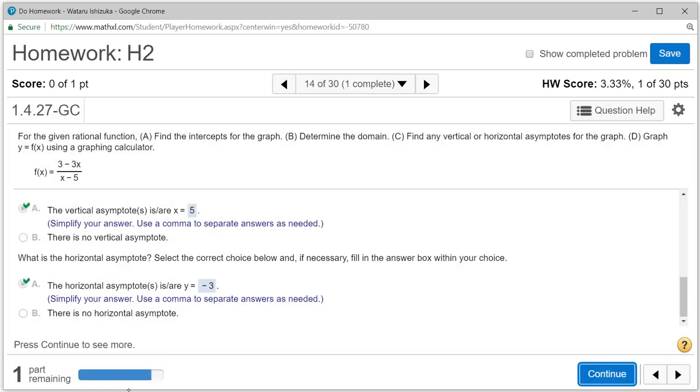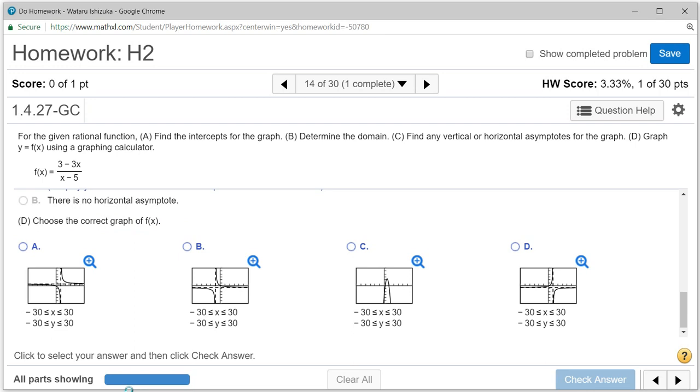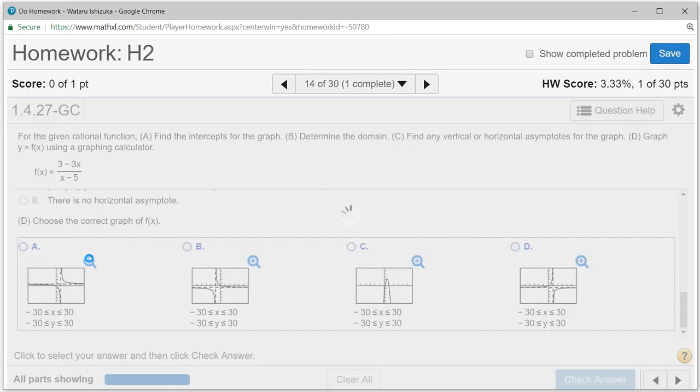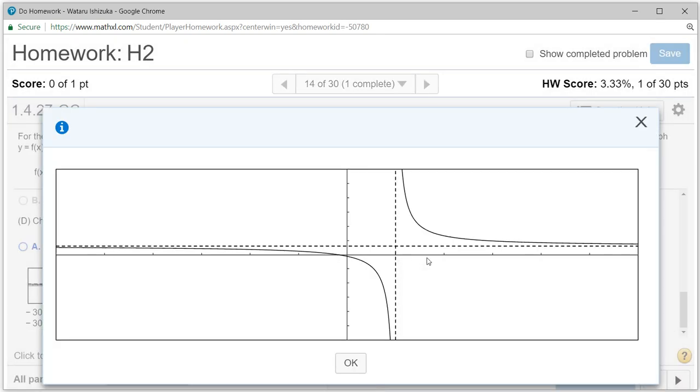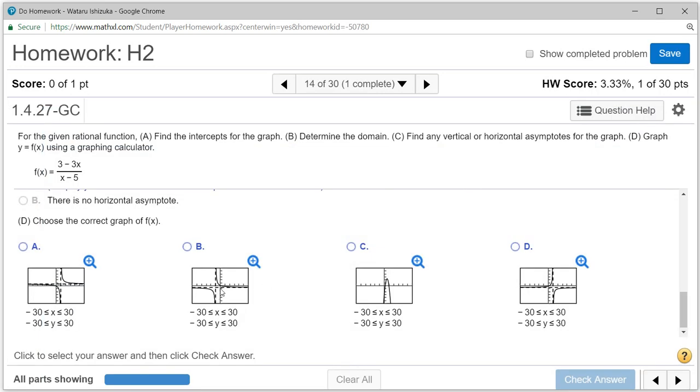All right, hit continue. Then we want to choose the correct graph. Let's look for the vertical asymptote. The vertical asymptote is at 5, so let's look at graph A. If this is 5, that'll be okay. For this one, the vertical asymptote is on the negative side, so this is not the correct picture. C doesn't even have a vertical asymptote, so C is the wrong one. So it's going to be between D and A.